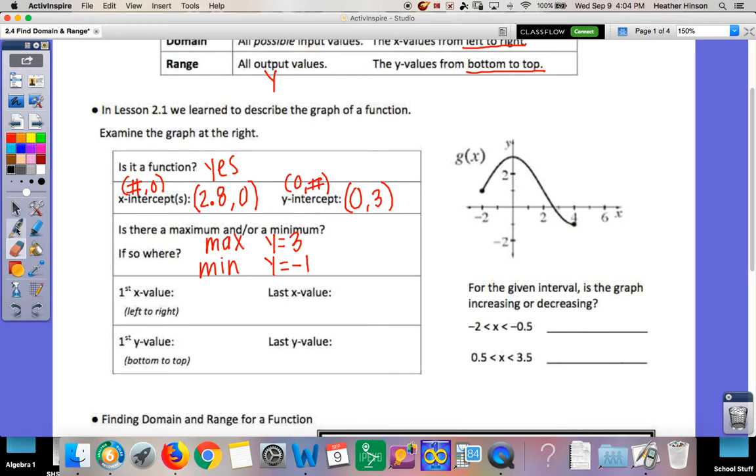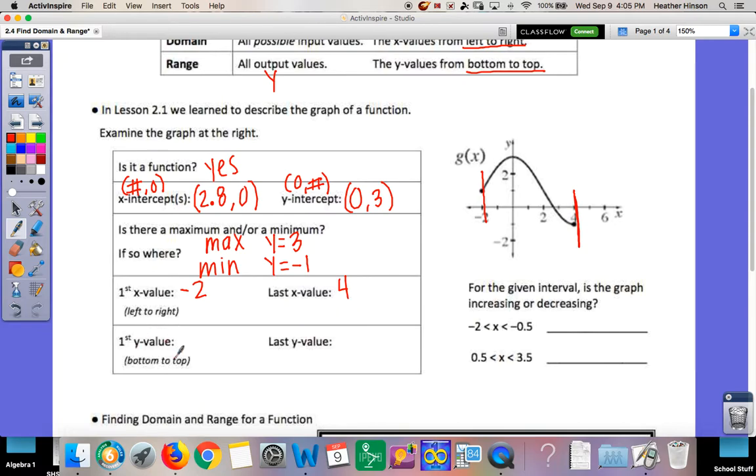Okay, if you remember back to lesson 2.1, for this first and last value for x we're going to go from left to right. So what's your first value on the left? On the left, that point right there hits at -2. So that's my first value. For my last value, I'm going to go all the way to the right, and that one hits at 4.